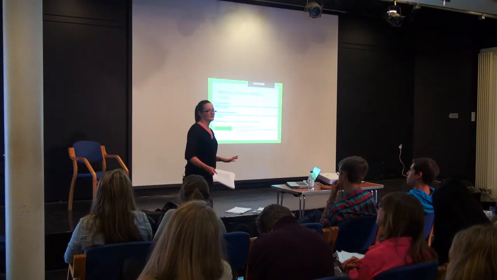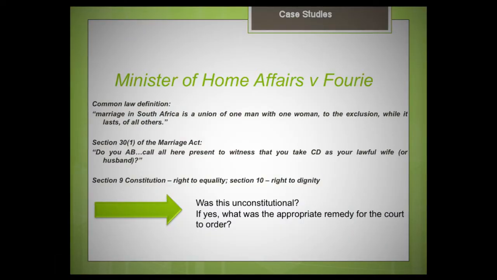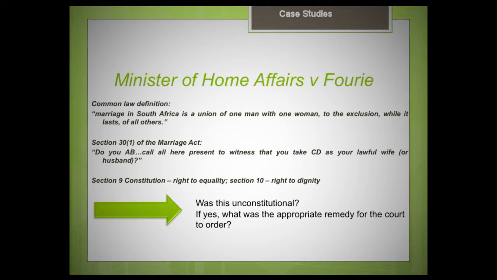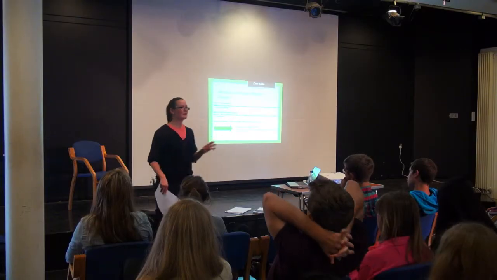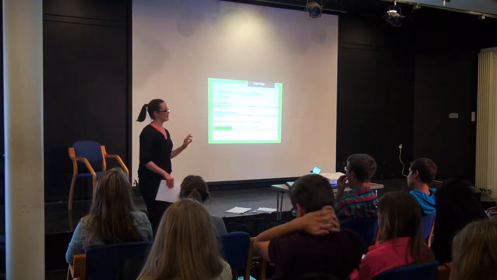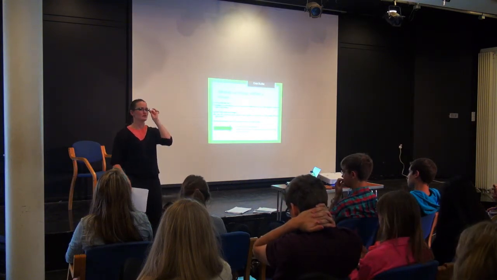There was another reason why they couldn't get married, the Marriage Act. So the Marriage Act set out what the vows were going to be. So this was how to get legal recognition of your union, and it says, do you, AB, call the President to witness that you take CD as your lawful wife or husband? So it didn't contemplate same-sex marriage. What was the problem, though, bringing that to the new South Africa with the new constitution? Equality provision, and it was prohibited to discriminate on the basis of sexual orientation.